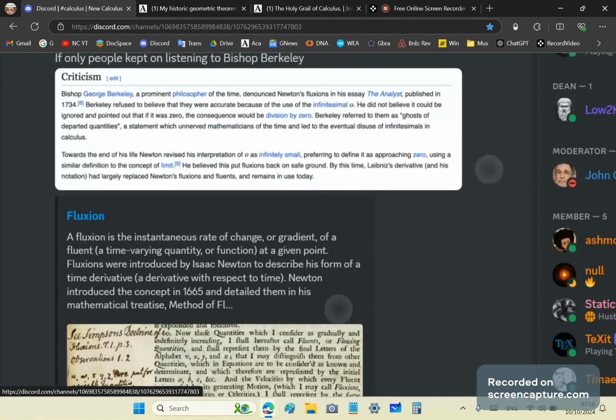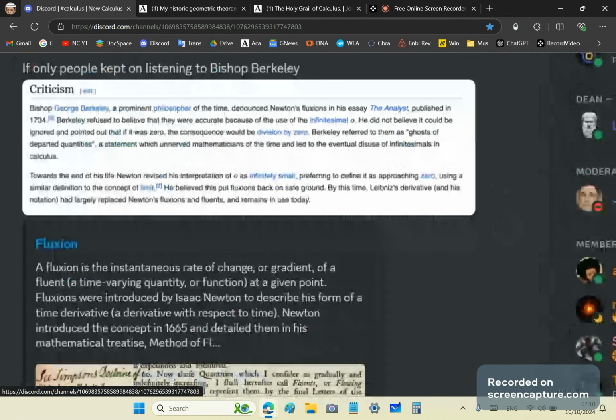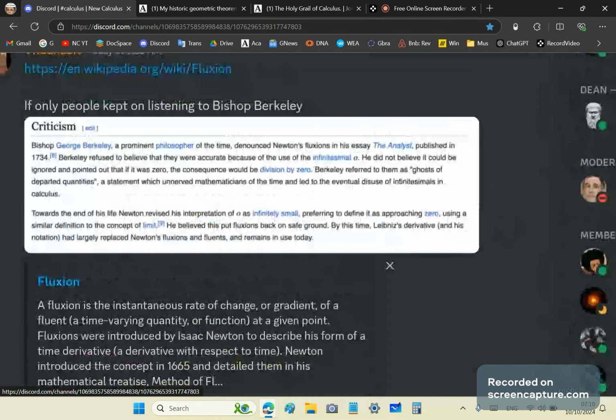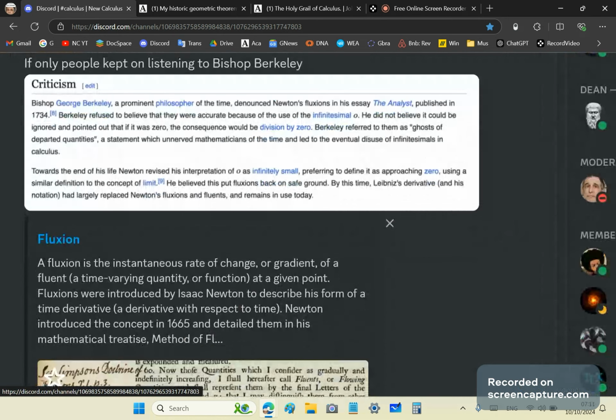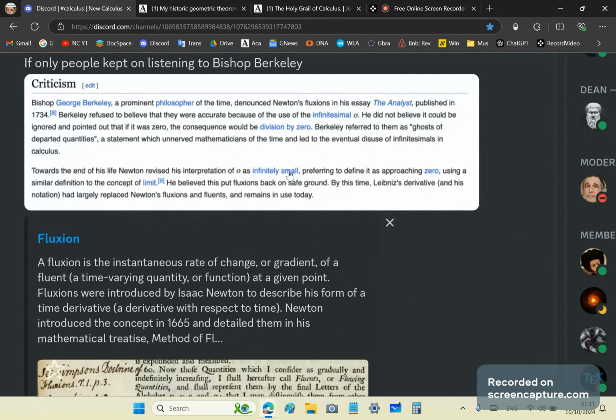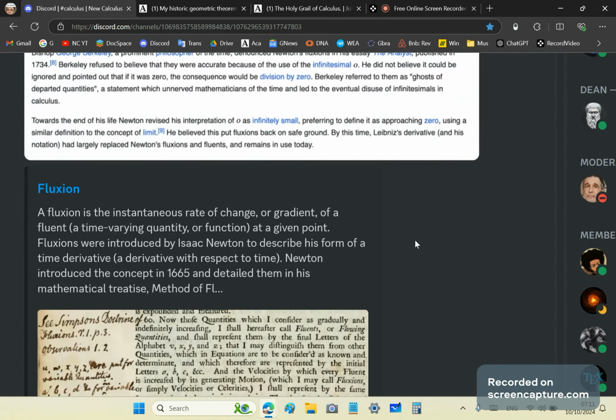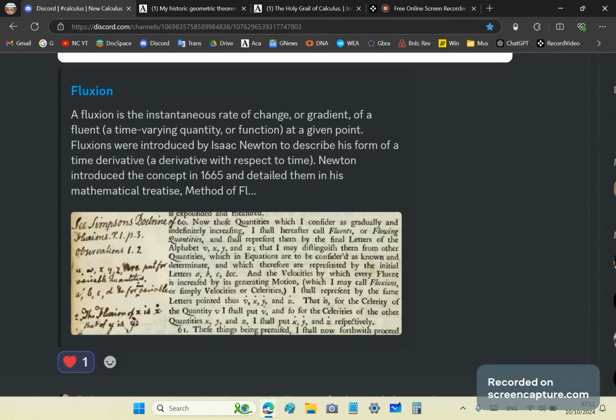So let's begin. Now, some user here looked at a link on Wikipedia called Fluxion, and he said, if only people kept on listening to Bishop Berkeley. Well, if only they had listened to Bishop Berkeley, because they weren't even listening to him at all. Berkeley was basically saying Newton's method is a load of garbage, and he was right. And of course, the other mathematicians of the time didn't know any better, so they basically just cast their two cents and left it at that.